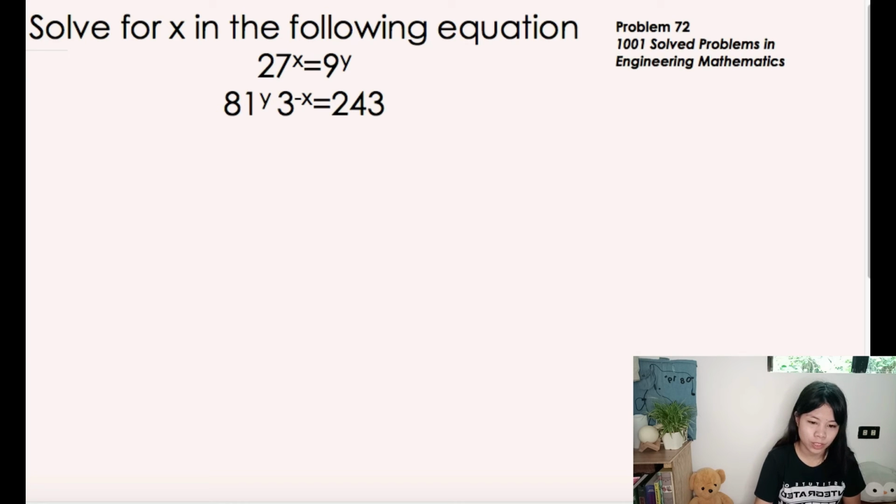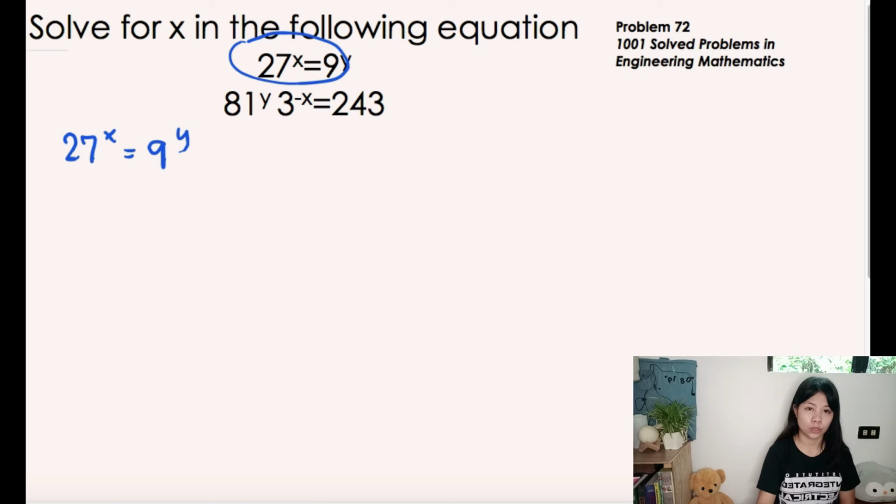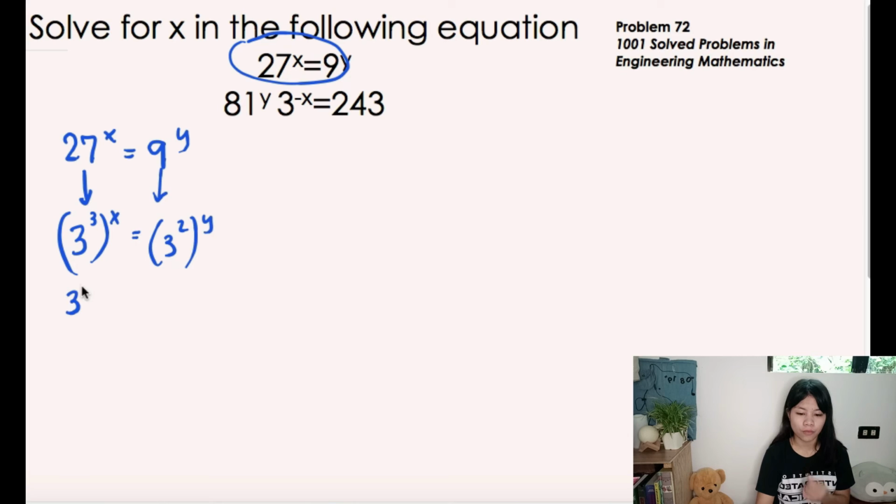Dun muna tayo sa first equation. 27 raised to x is equal to 9 raised to y. So, we also know, guys, na para ma-evaluate natin siya, kailangan meron silang same base. So, 27 is also equal to 3 raised to 3. Tama? So, 3 raised to 3 is equal to 27 raised to x. Etong 9, equal naman po siya sa 3 raised to 2. Evaluate pa. So, this is also equal to 3 raised to 3x and 3 raised to 2y.